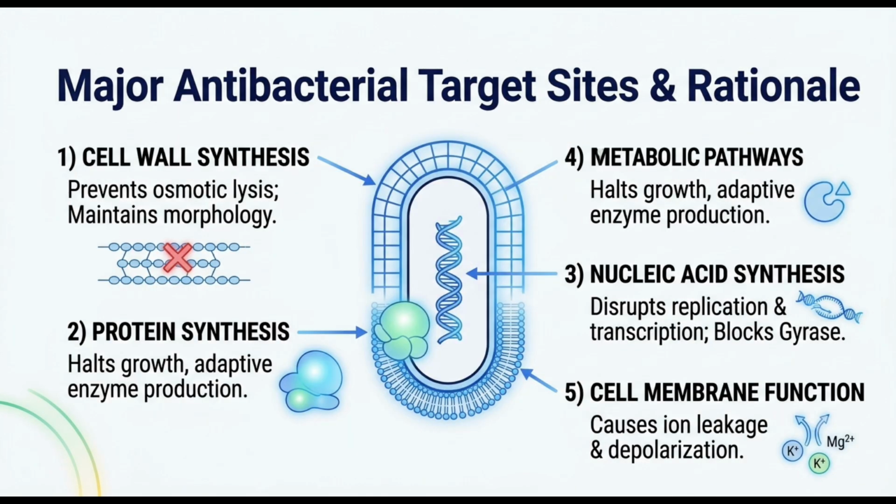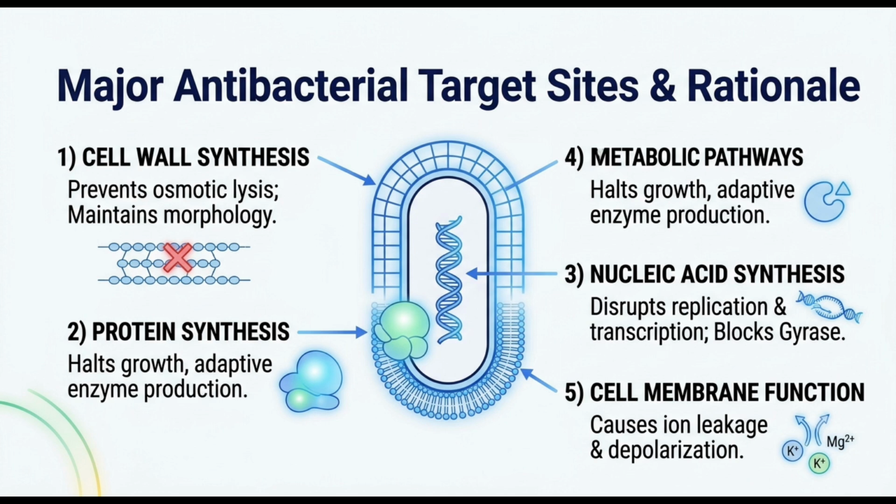Now, to kill or inhibit bacteria, we must target structures or pathways essential to their survival. Here are the 5 major target sites and the physiological rationale behind them. 1. Cell wall synthesis, the peptidoglycan layer. Bacteria maintain massive internal osmotic pressure, up to 20 atmospheres in gram-positive species. Without a rigid peptidoglycan mesh serving as an exoskeleton, water rushes into the cell, causing rapid osmotic lysis. It also maintains bacterial shape.